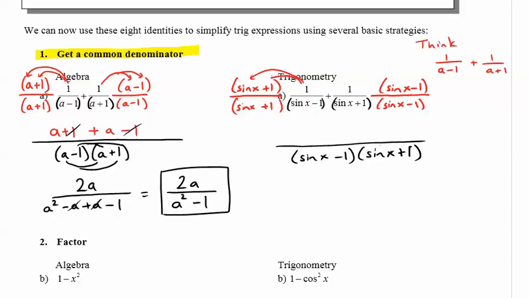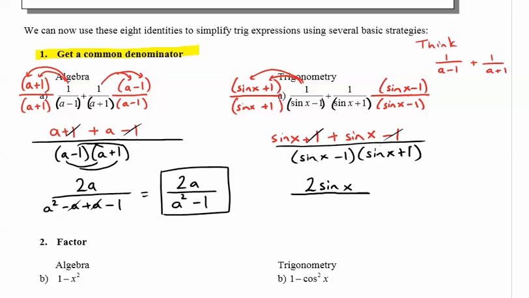And then I expand the numerator. So sine x times 1 is sine x. 1 times 1. 1 times sine x. And 1 times negative 1. So just like in the previous example, the positive and the negative 1 will cancel. And sine x plus sine x is 2 sine x's.